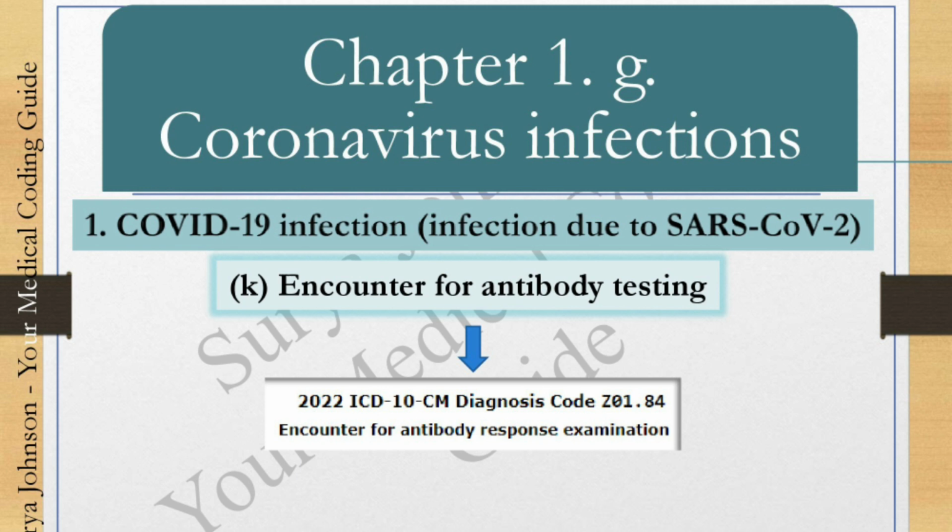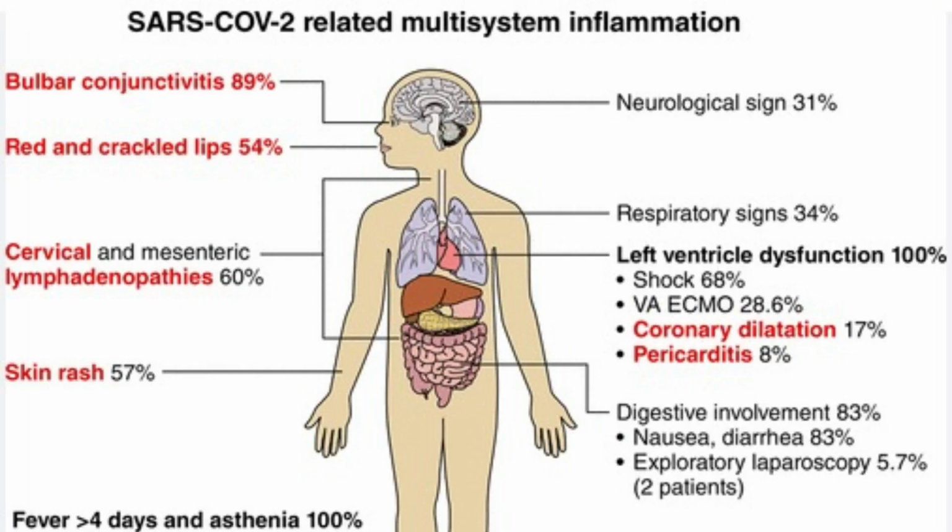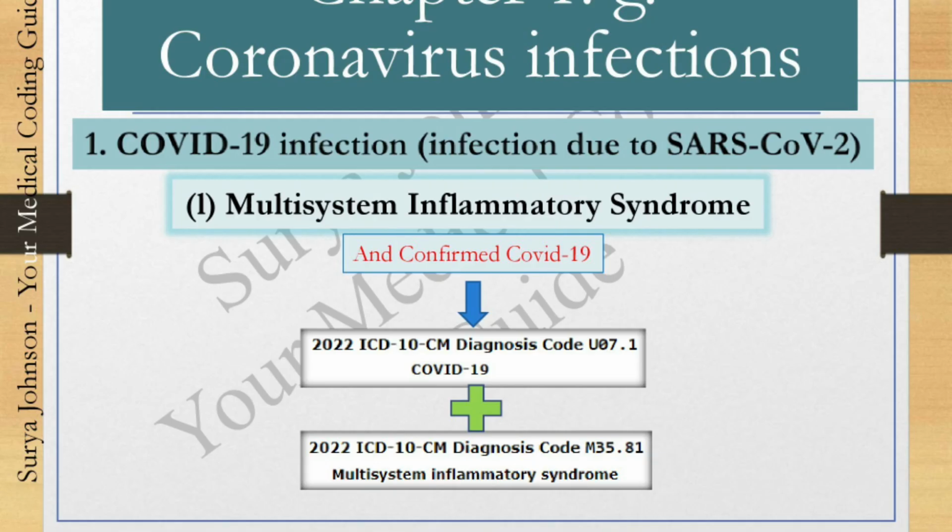So the next one here is L, multisystem inflammatory syndrome. So in this scenario, when the patient has a multisystem inflammatory syndrome, that syndrome is a group of signs and symptoms, it involves the multisystem, various systems. So in this scenario, when the patient is confirmed COVID-19 and which results in multisystem inflammatory syndrome, you will follow the usual guideline we saw. You will code U07.1 COVID-19, then followed by the manifestation. So in this scenario, the manifestation is a multisystem inflammatory syndrome. So you will be coding M35.81.